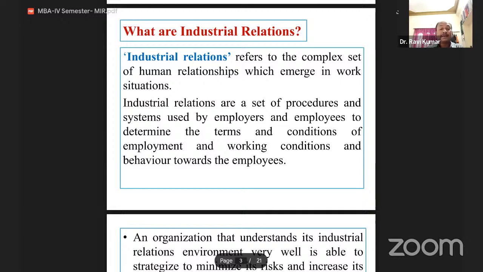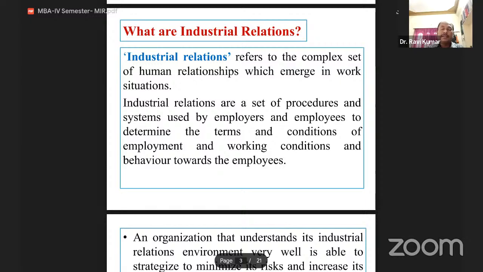Here the set of human relations includes employees, employers, organization level, society, psychological, political, and governmental relationships, all together forming the human relationships which emerge in work situations. If there is work, political, economic, social, and psychological factors also impact the industry or the work. Employees are the workmen who work for the organization or the industry.